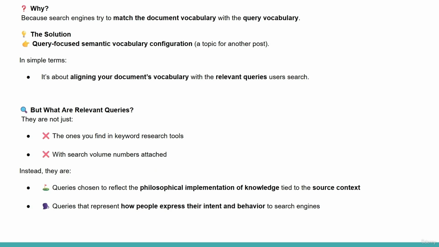You can get this data from Search Console, Google suggested searches, and keyword research tools. Relevant queries are not just those you find in keyword research tools that have search volume attached. Queries are also those that reflect the philosophical implementation of the knowledge tied to the source context. Queries represent how people express their intent and behavior to search engines.